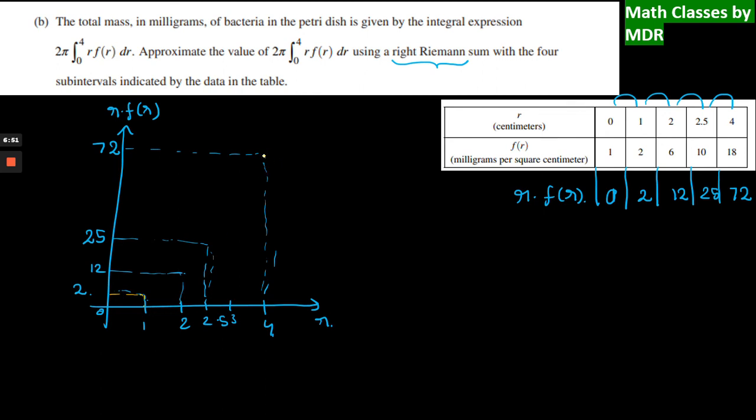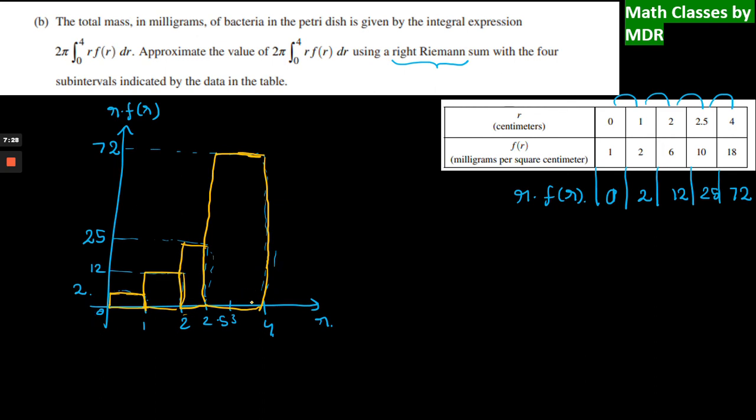So when you use the right side of each block and form a rectangle, see, for the last one, by using the right side, we have this rectangle. For 2 to 2.5, the right side height is this, for 1 to 2, the right side height is this, and for 0 to 1, the right side height is this. So this is what we have when you take the right Riemann sum, right?